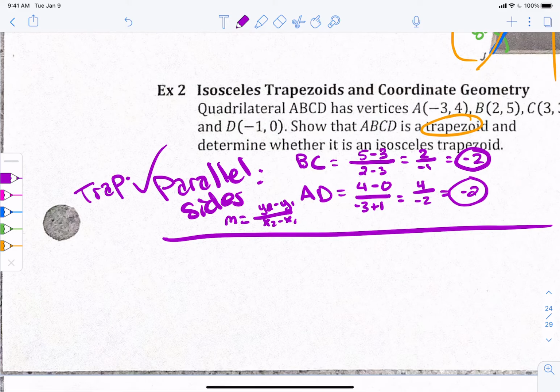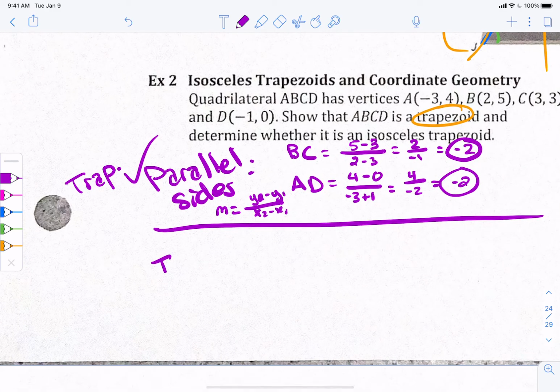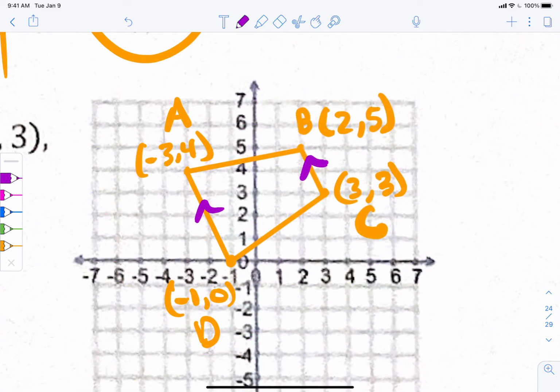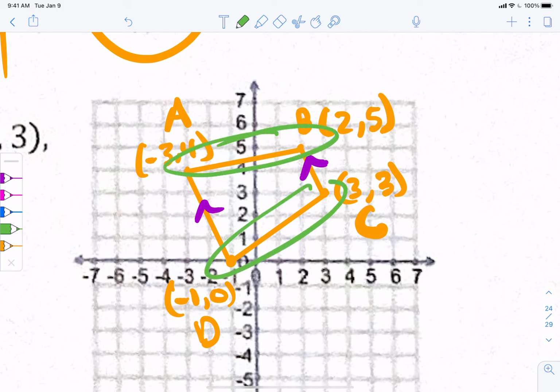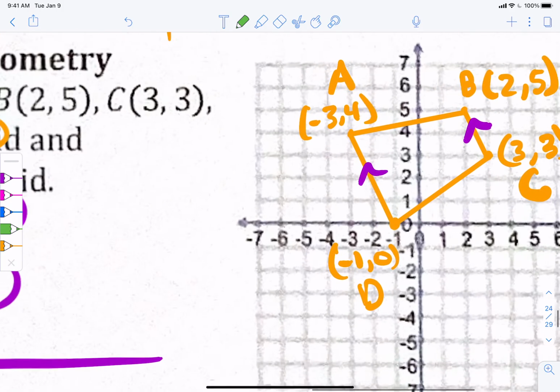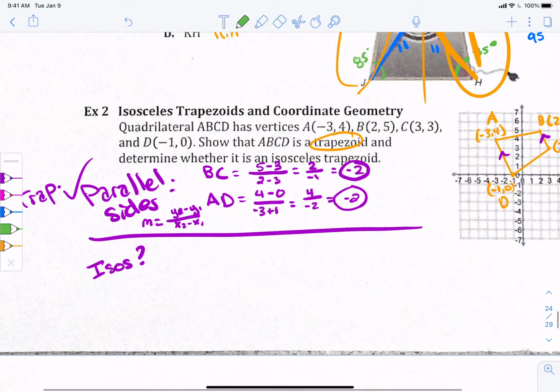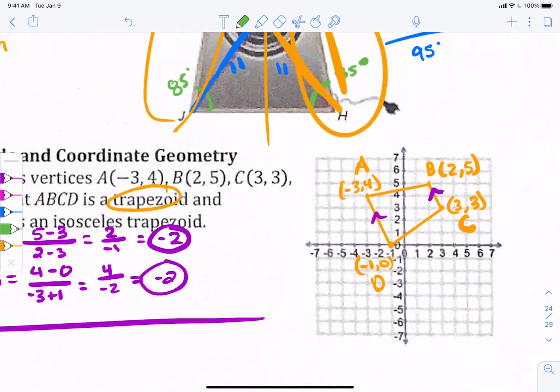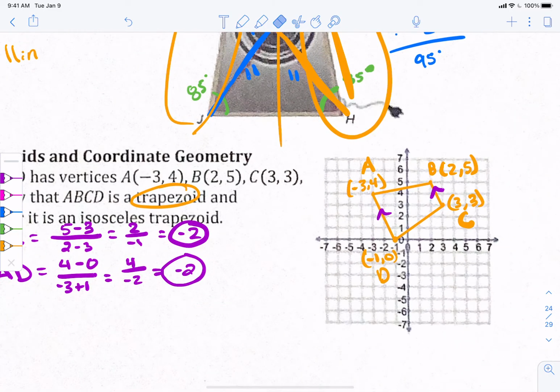Okay, now we have to figure out whether it's isosceles or not. So determine if it's isosceles. What has to be true if it's isosceles? These two sides have to be the same length, right? So we've got to do distance of sides. What are the two sides that I'm looking at the distance of? AB and DC.